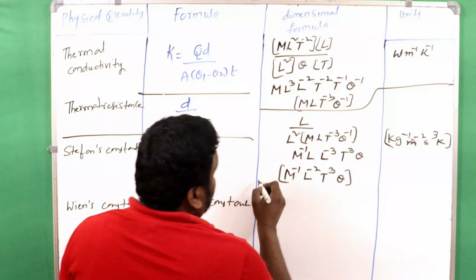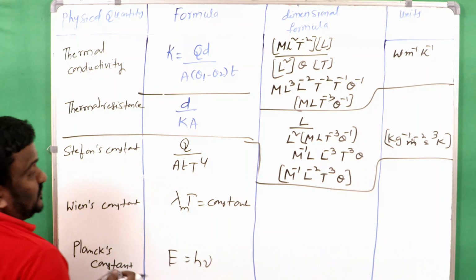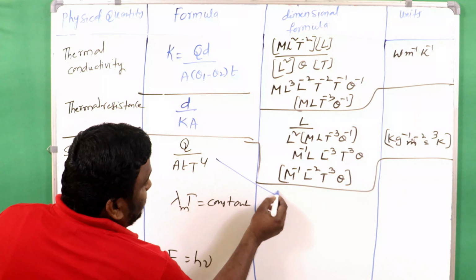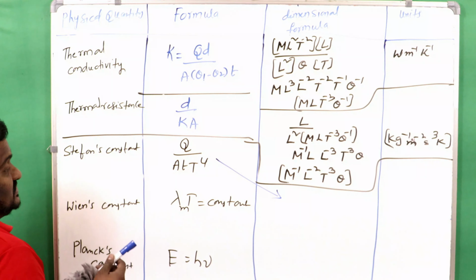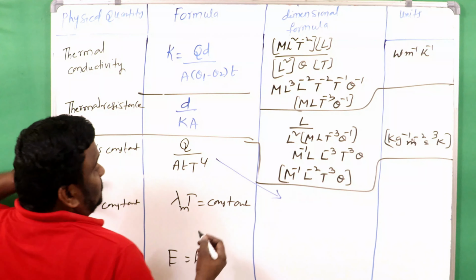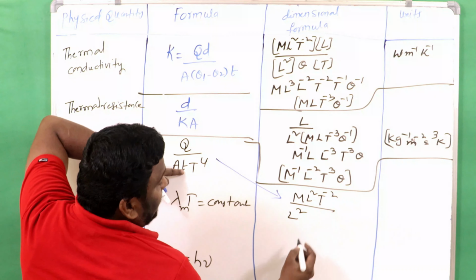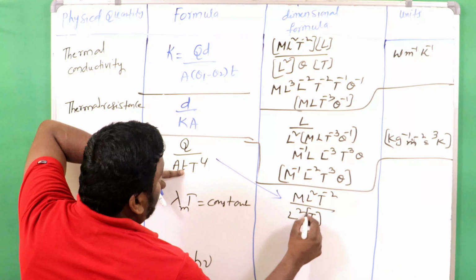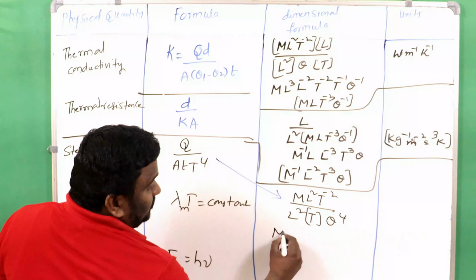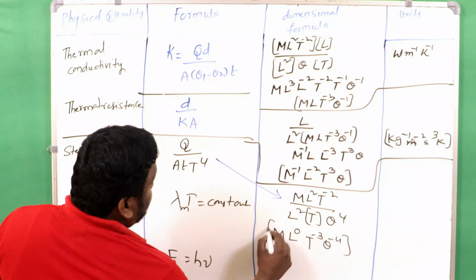So thermal resistance is over. Now, Stefan's constant. What is Stefan's constant? I am going to write Stefan's constant here. What is Q? Energy. A is area. t is time. Capital T is the absolute temperature. Then M L squared T to the power of minus 2 by area L squared, time t, and temperature theta to the power of 4. Then we get M L to the power of 0, T to the power of minus 3, and theta to the power of minus 4.